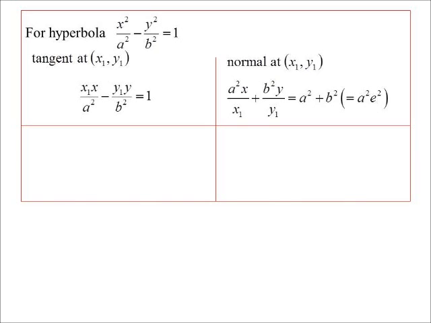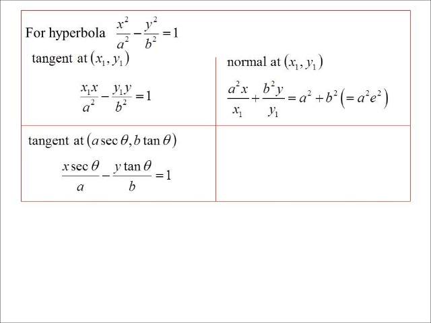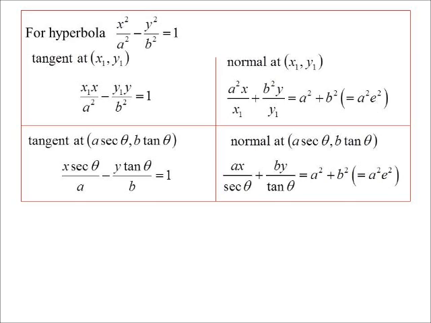On the right hand side, do you remember with the ellipse we had a squared minus b squared? With the hyperbola we end up with a squared plus b squared, which once again is equal to a squared e squared, same as we saw with the ellipse. And if we sub in the parametrics, we get x sec theta on a minus y tan theta on b for the tangent, and then there's our normal.